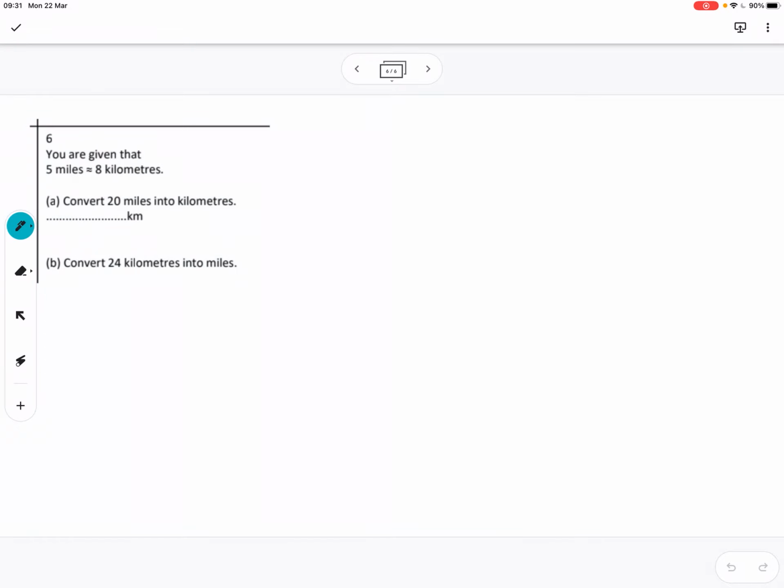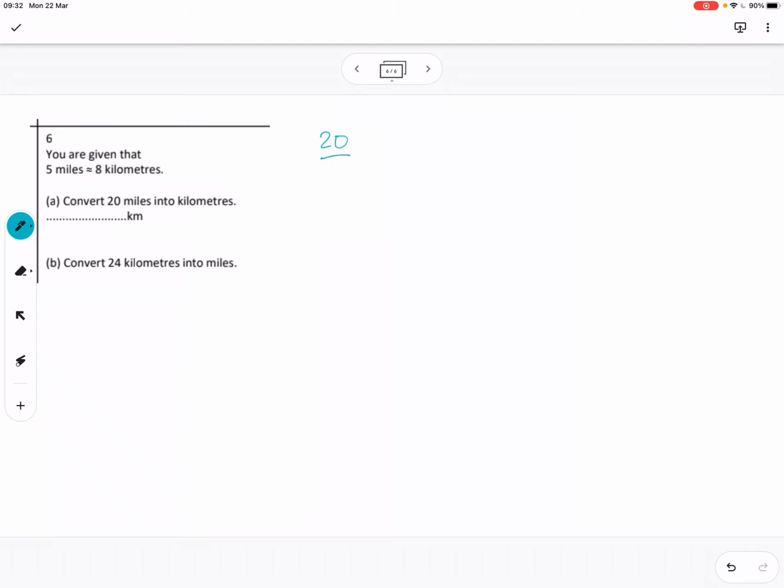Last one, question 6. You are given that 5 miles equals 8 kilometres. Convert 20 miles into kilometres. So the first thing I would think is, if I'm going from miles to kilometres, the number of kilometres is going to be larger, just as a kind of sanity check. So if you're not sure which way round to do the conversion, you should be fairly sure when it comes out if you've picked the right way or not.